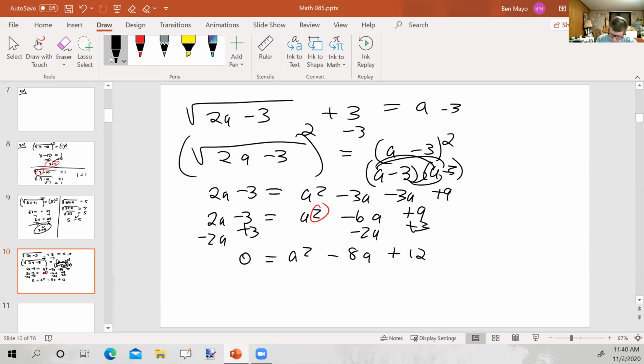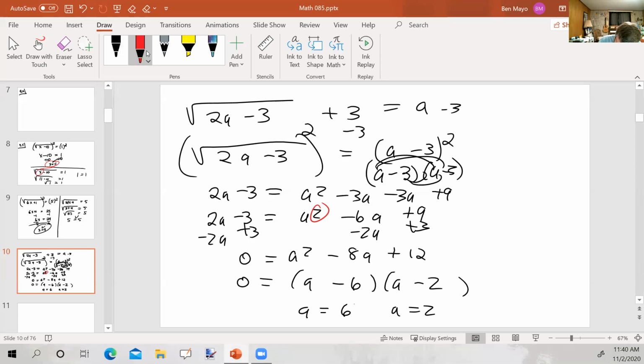Okay, now we have a second degree equation in standard form. Factoring it, we're going to get, let's see, minus 6 and a minus 2. That means a equals 6, a equals 2. And we'll go back and check our work and see if those solutions do in fact work.